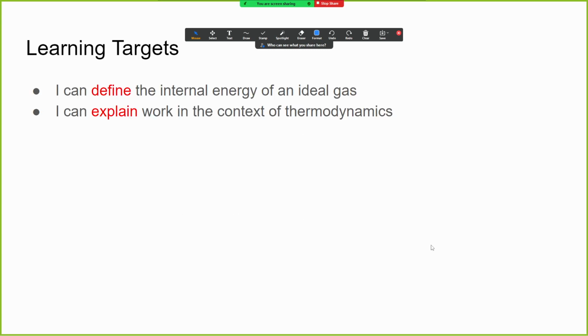So our learning targets: I can define the internal energy of an ideal gas, and internal energy we will come to learn is quite different from how you might have thought of the internal energy of a system in mechanics. So we'll make sure that we clarify that for thermodynamics, which puts us into our second learning target here: I can explain work in the context of thermodynamics, because we know that work and energy are most certainly related.